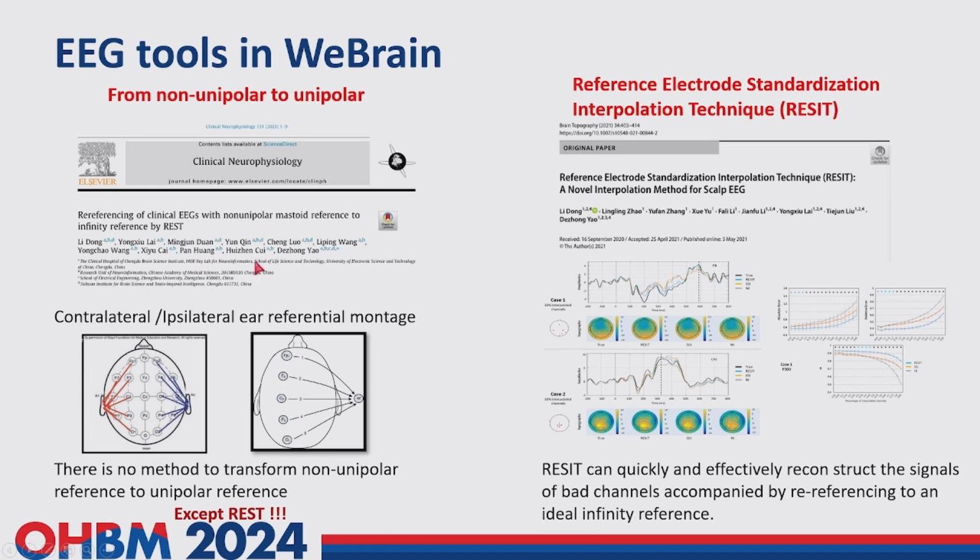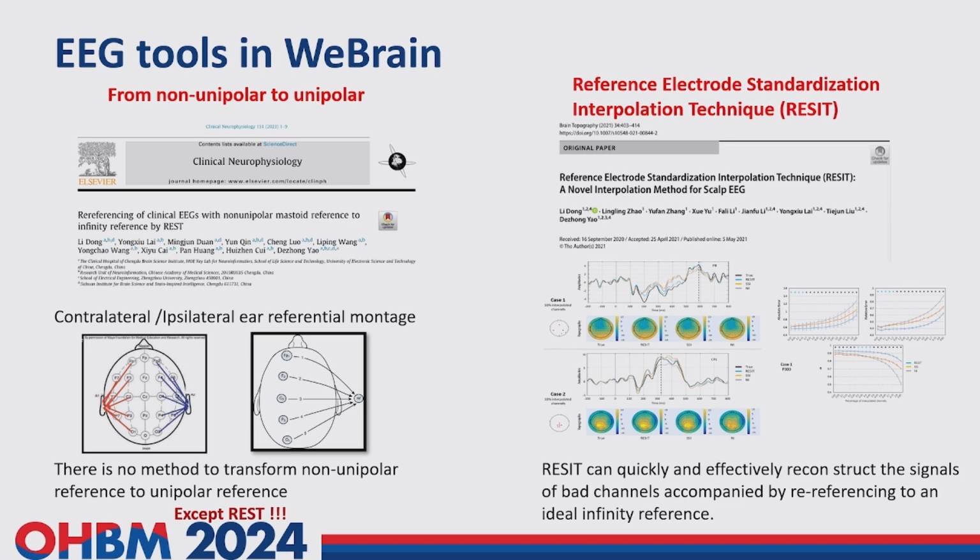can't give a valid reference method. So the further comparative analysis may be blocked due to the lack of a uniform re-reference method. But REST can solve this problem. That is, REST can transform the non-unipolar reference to the unipolar reference.